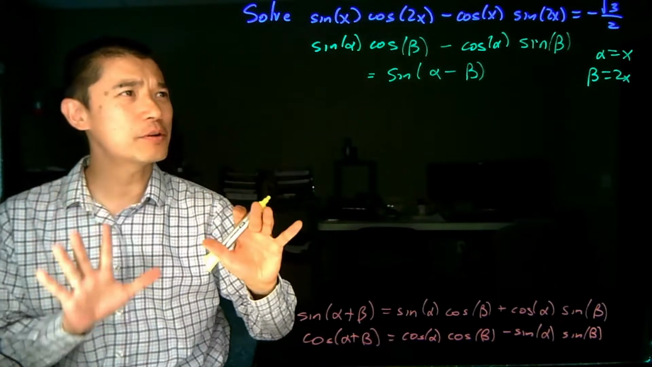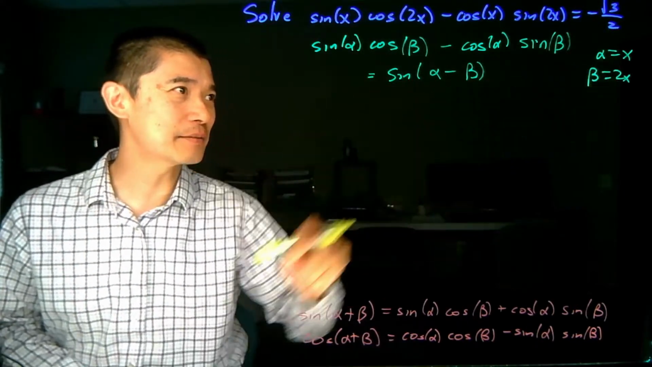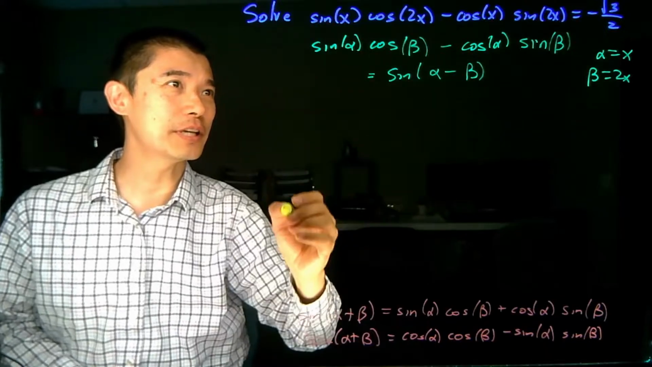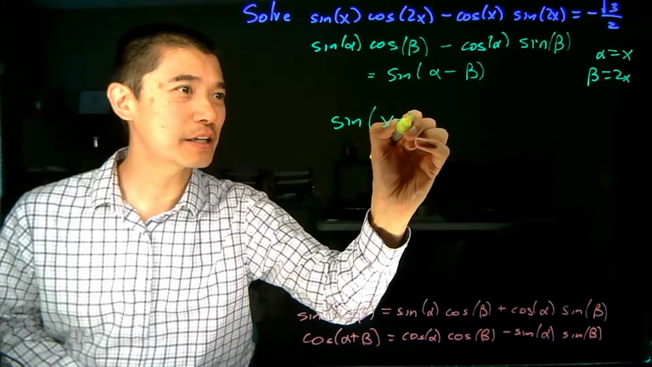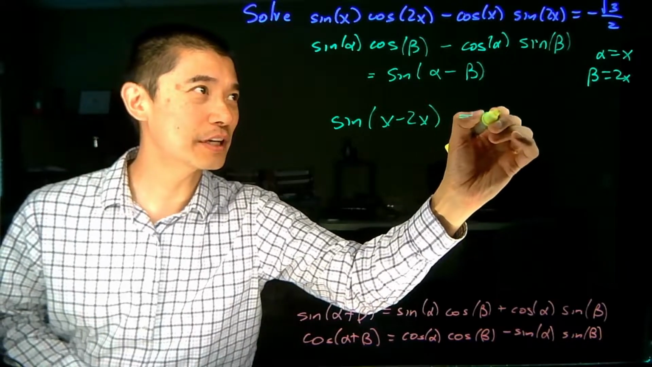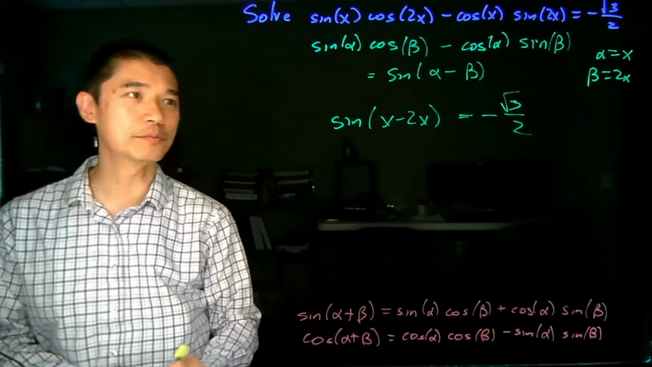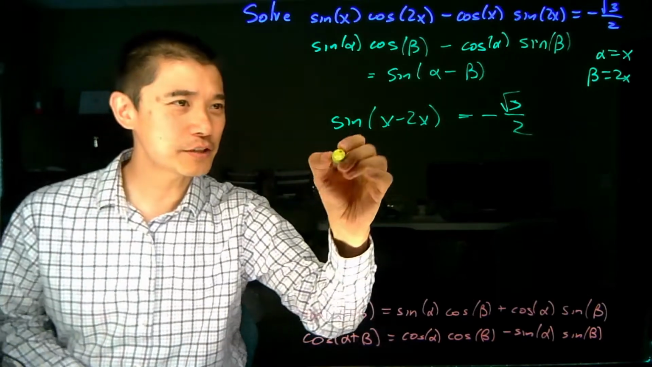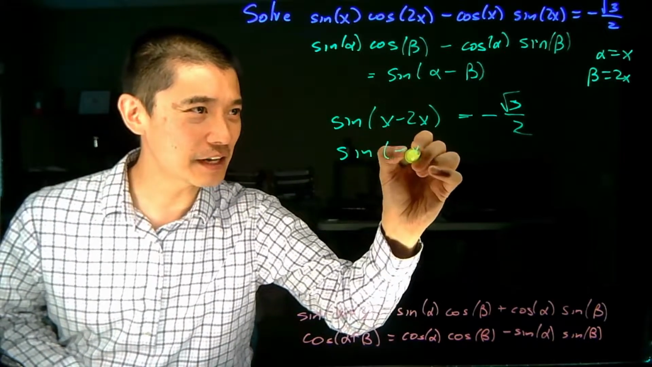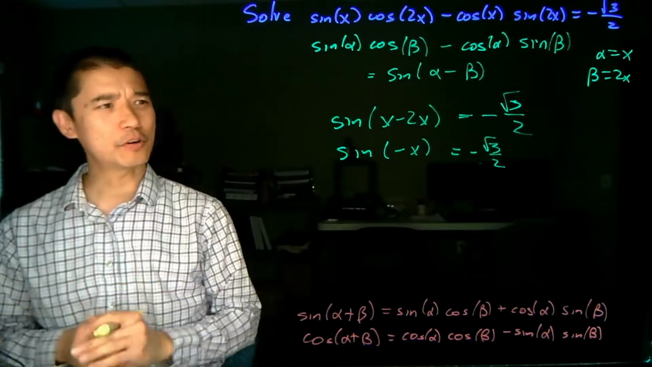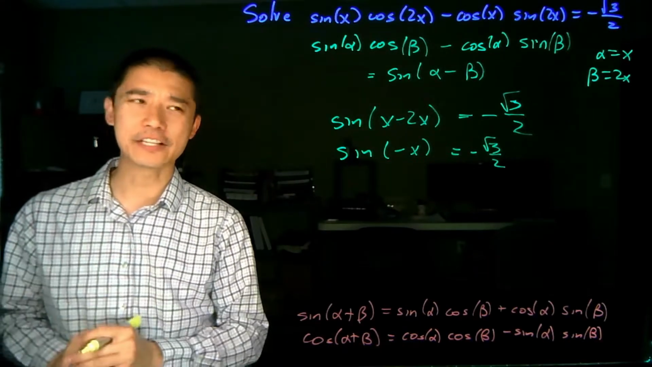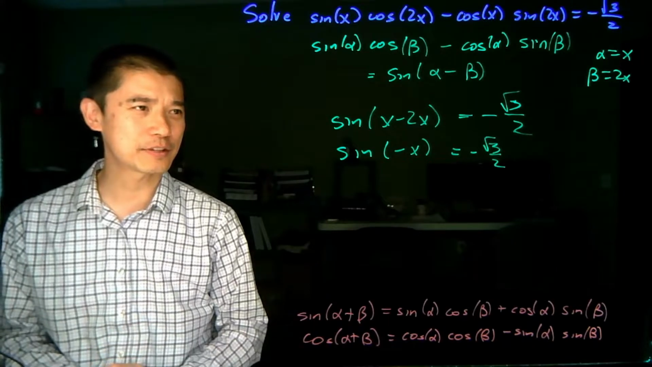Okay, so we now know what this is, and we know that alpha is x and beta is 2x. So this whole thing becomes sine of x minus 2x is equal to negative square root of 3 over 2. Well, x minus 2x, that's sine of negative x. And now here we have to think some more. Sine of negative x, the negative angle identity. What does that tell us about this expression?